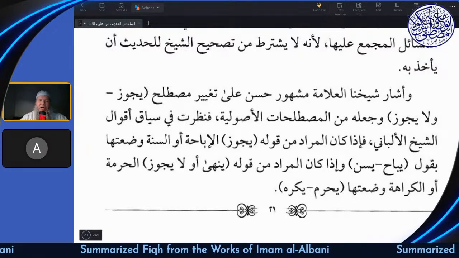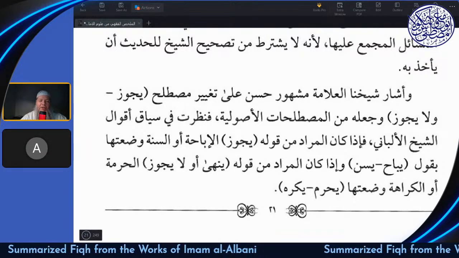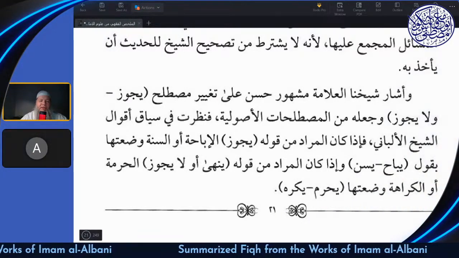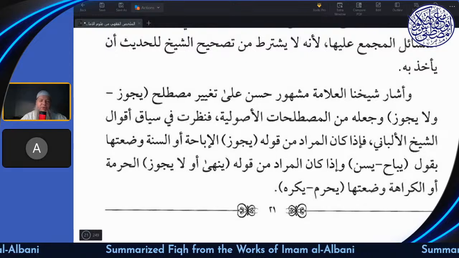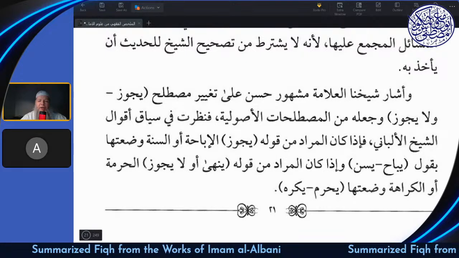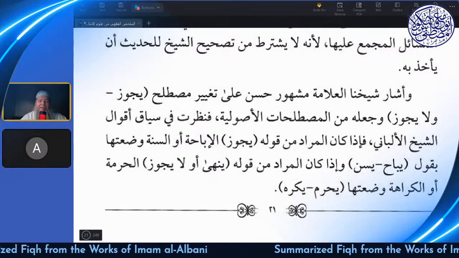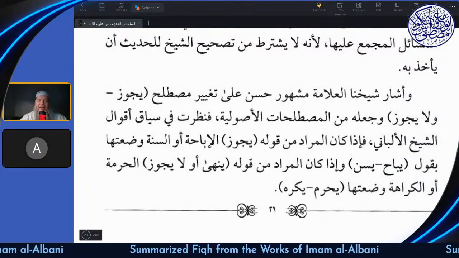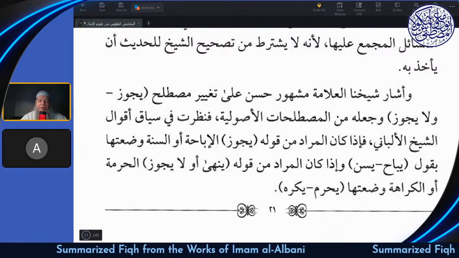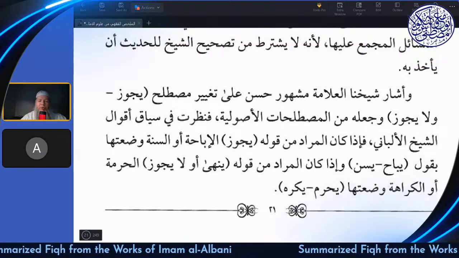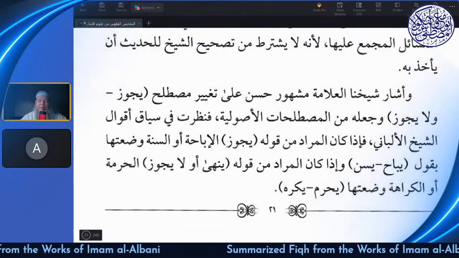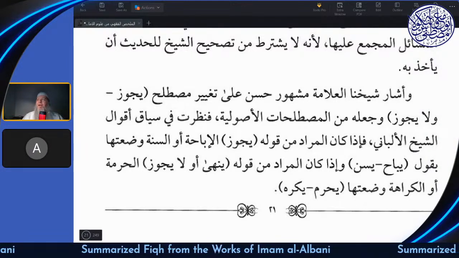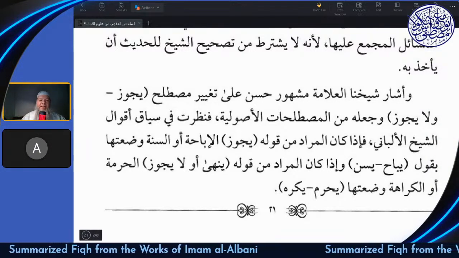And if it was intended by his statement he prohibited or it's not permissible, al-hurma or al-kiraha, what was meant by these statements, is it prohibited or disliked, then he changed it to yahrum wa yakrah, or yuhram wa yukrah, that it is not permissible and it is disliked. So basically what he's saying here is he went and he made the speech of the sheikh clearer.